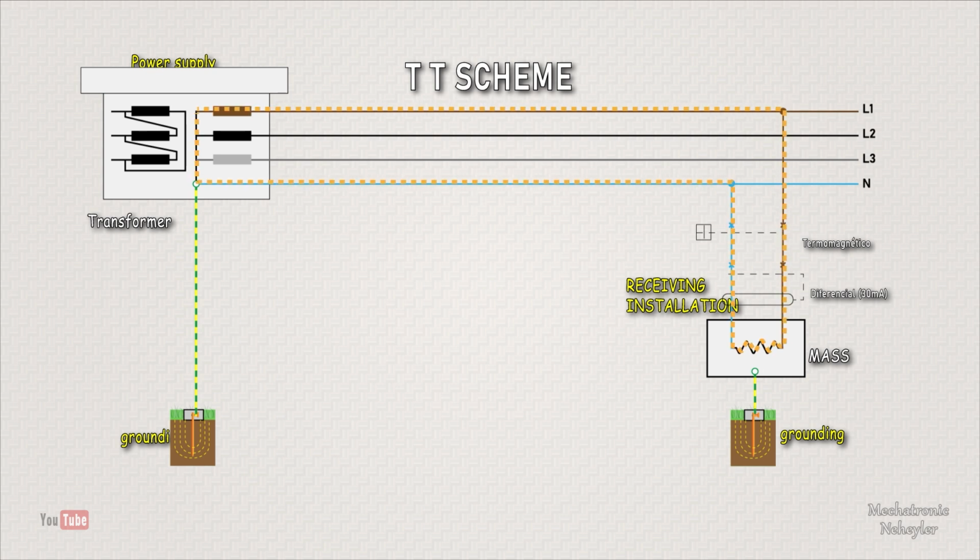The current loop will circulate between the phase and the neutral. If there are small leakage currents, they will go to ground, so they would return through the ground to the power supply. If the leakage current exceeds 30 milliamps, then the differential switch trips and disconnects the entire circuit.